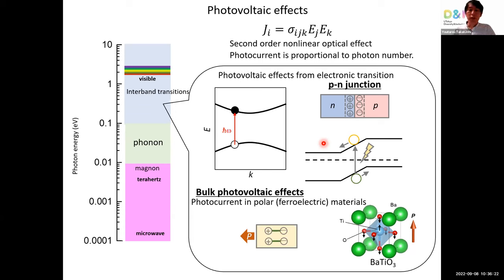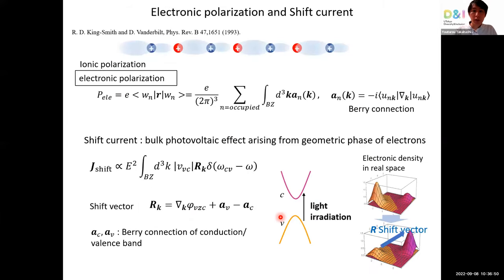We have a different photovoltaic effect. That is the bulk photovoltaic effect, which occurs in polar or ferroelectric materials. Recently, this bulk photovoltaic effect has received much attention in connection with the Berry phase theory. The shift current is one of the mechanisms of the bulk photovoltaic effect, and this mechanism is associated with the electronic polarization.